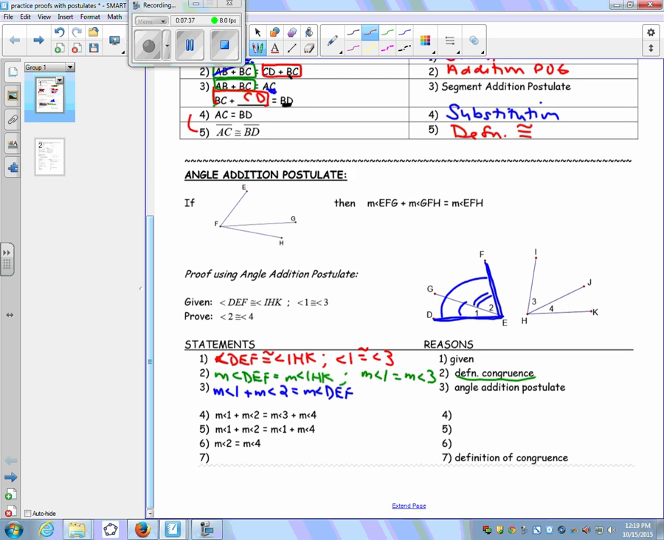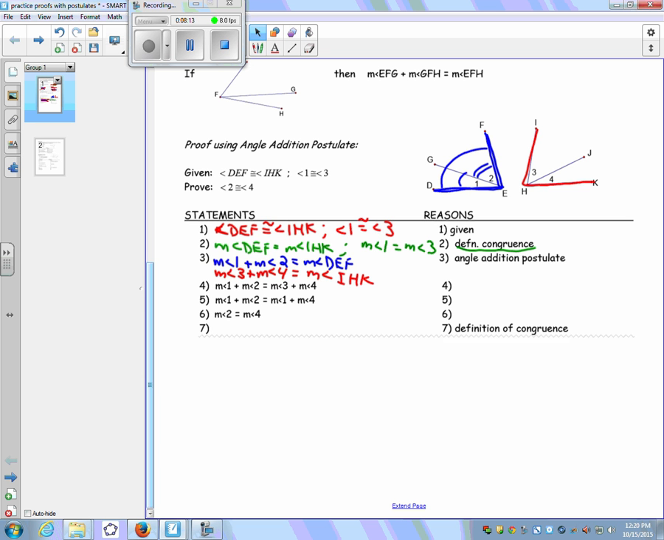I left a big blank here because we are going to do the same thing for this one in the same step. Anytime you can make a bunch of statements using the same reason, you can put them all in the same step. So we're going to do the same thing here. Measure of angle 3 plus the measure of angle 4 equals the measure of angle IHK. That's all by angle addition postulate. Now look at step 4.